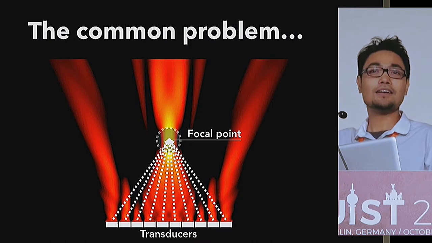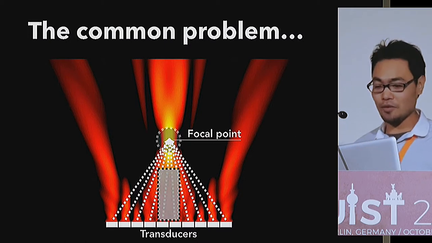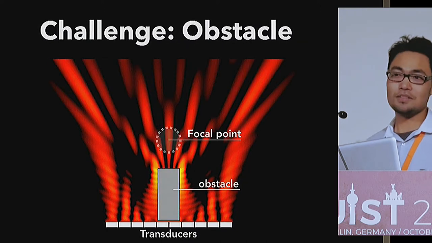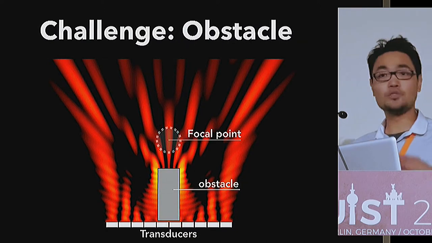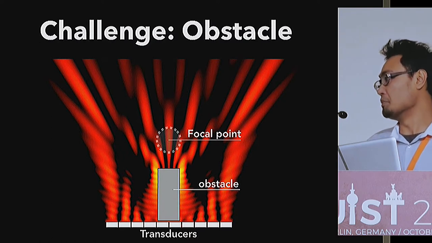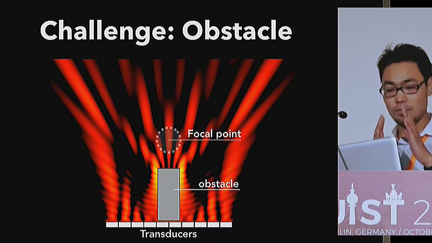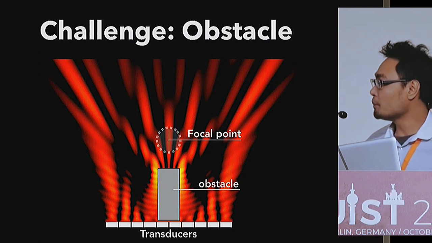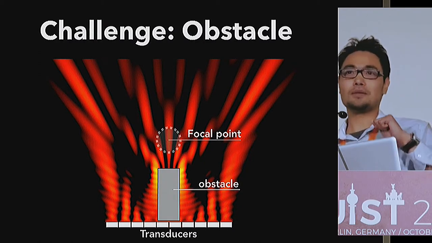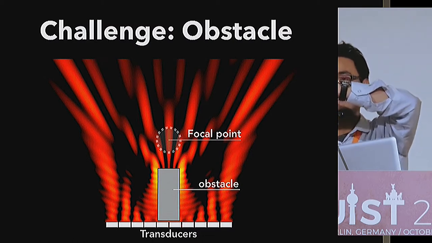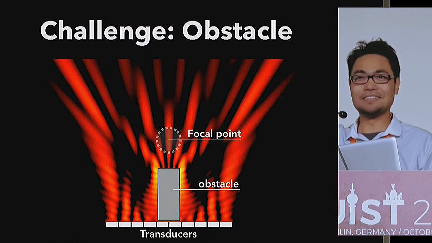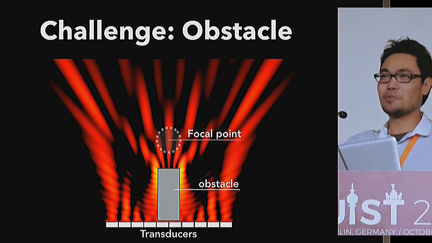But one question: what if I have this obstacle? This is what happens to your field. You destroy the field because of the scattering effect of the obstacle in the middle of the transducers. Then if you stick your hand on top, you will not be able to feel anything. If you try to levitate an object, you're not going to get any object to fly.